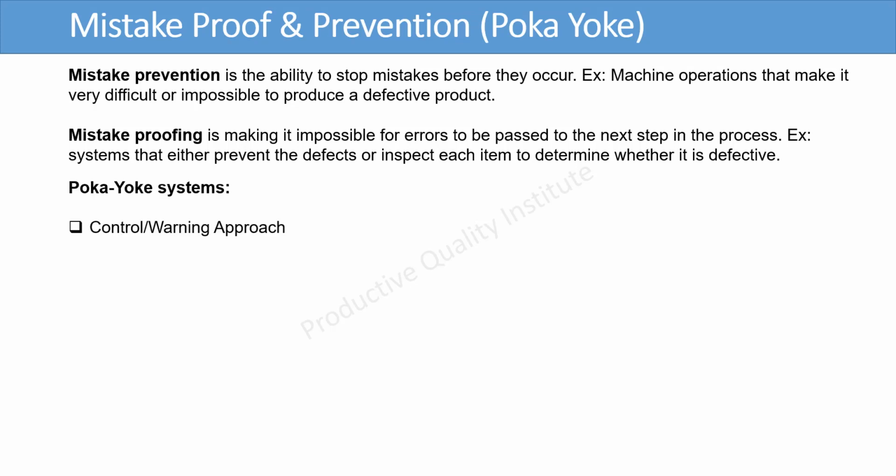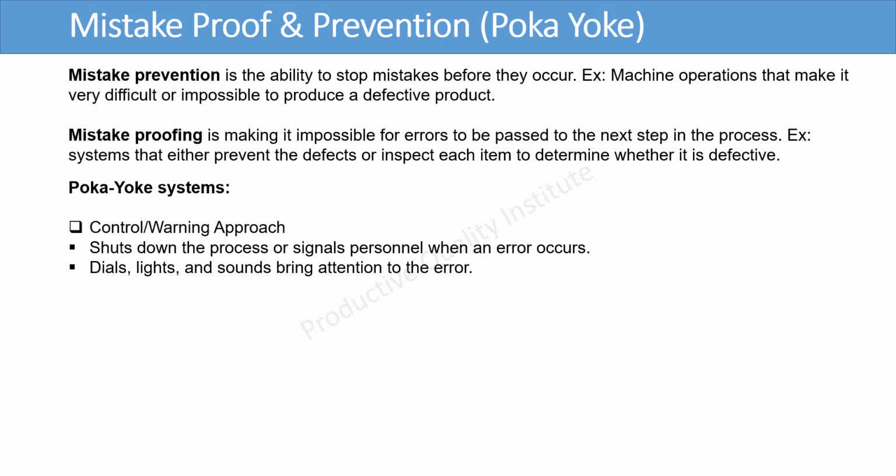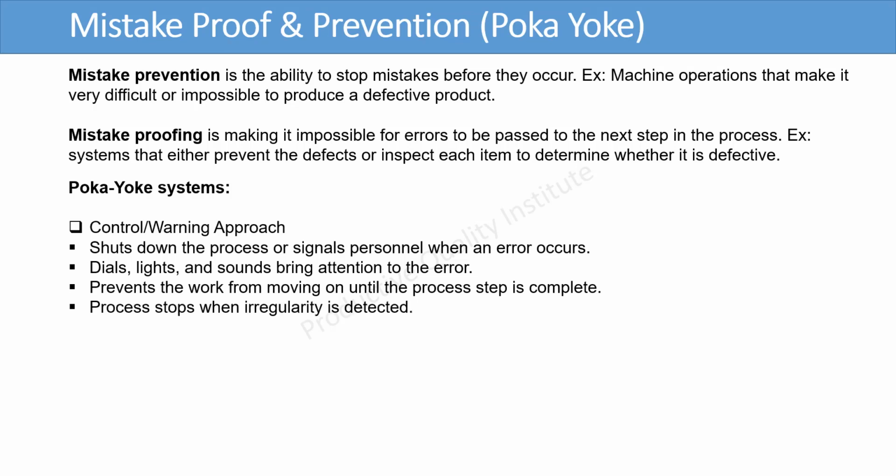Poka-yoke systems, control or warning approach, shuts down the process or signals personnel when an error occurs. Dials, lights, and sounds bring attention to the error. Prevents the work from moving on until the process step is complete. Process stops when irregularity is detected. High capability of achieving zero defects.